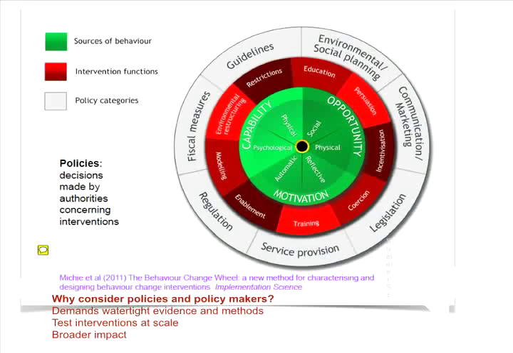So policies, the definition really is decisions made by authorities concerning interventions. And why would we want to use these? There are a couple of reasons why engaging with policymakers may be helpful to you. For one thing, it may cause you to be more careful about the claims that you're making.